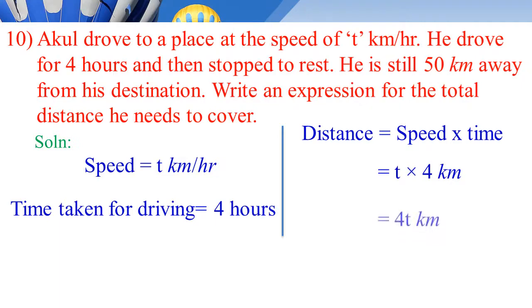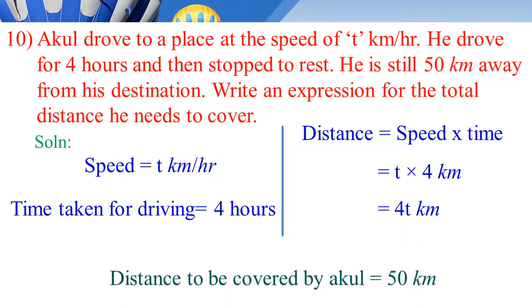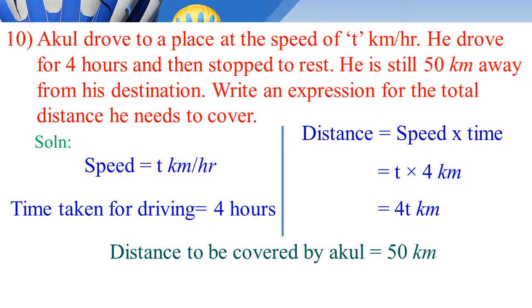So 4t kilometers. So the distance still to be covered by Uncle equal to 50 kilometers. Therefore, an expression for the total distance is 4t plus 50 kilometers.